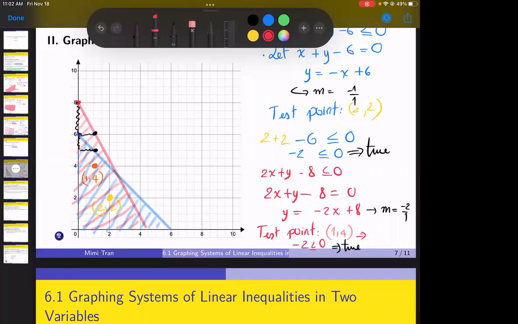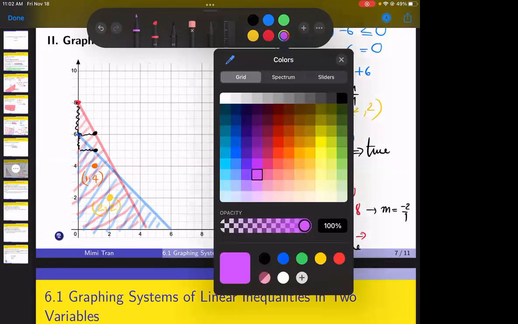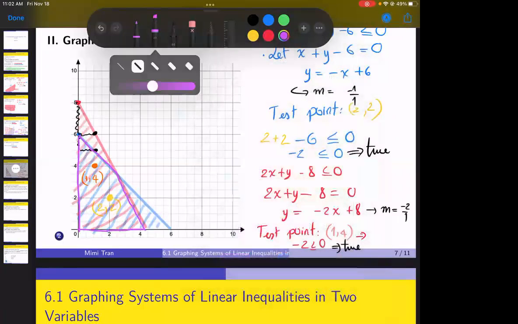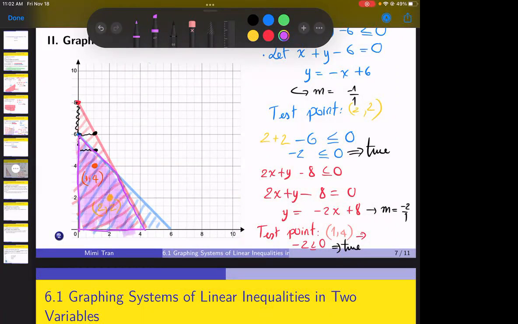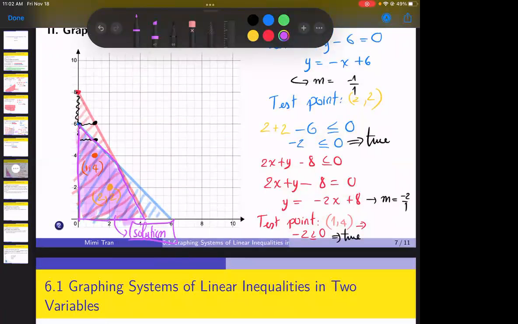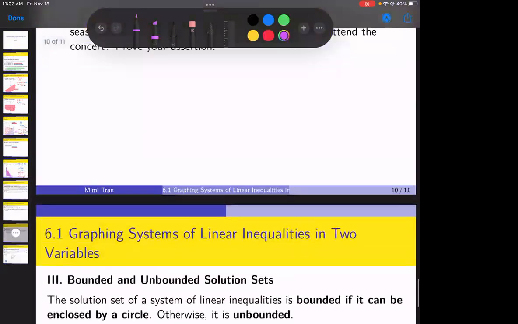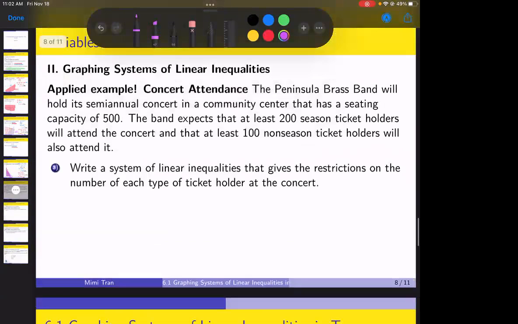The solution is this, right? It's this one. Let me highlight the solution in purple. That is the solution. Do you have any questions for this one? Let me see what we have. This one, we're gonna construct it, but we're gonna use Desmos to graph, okay?